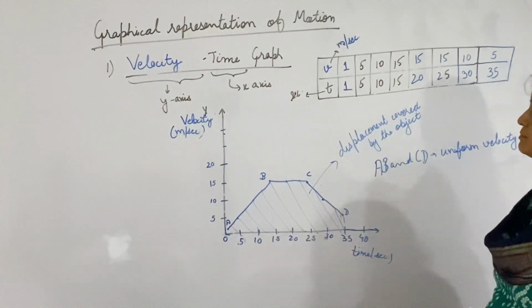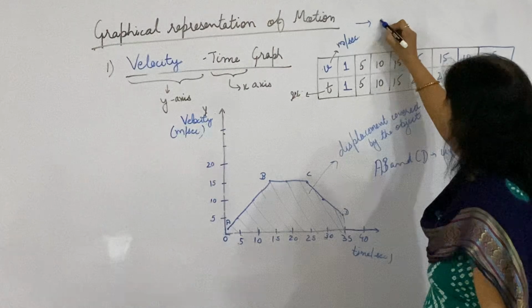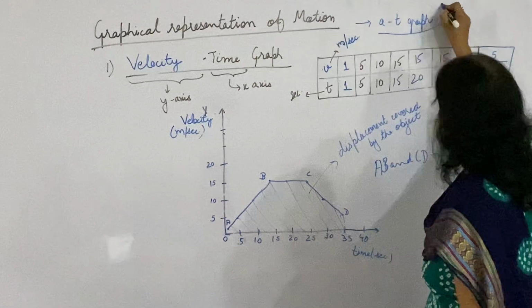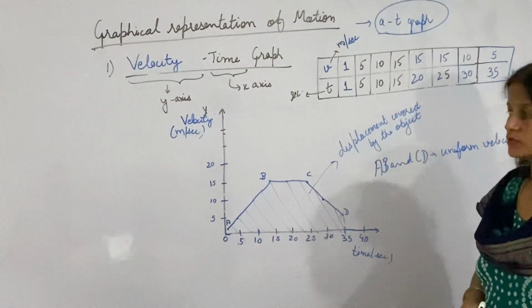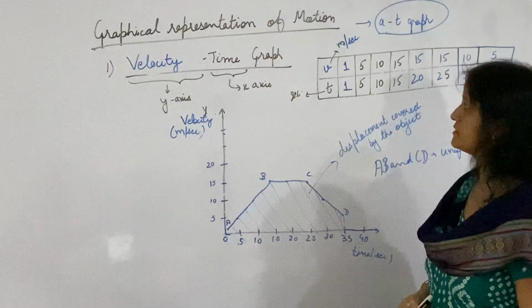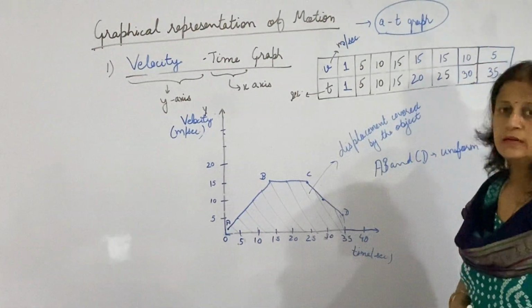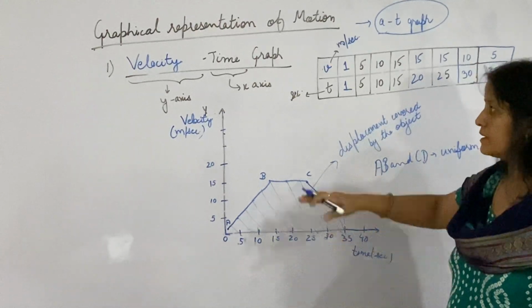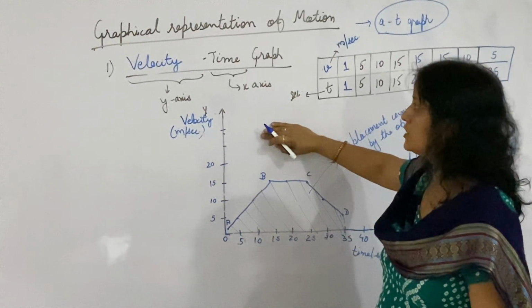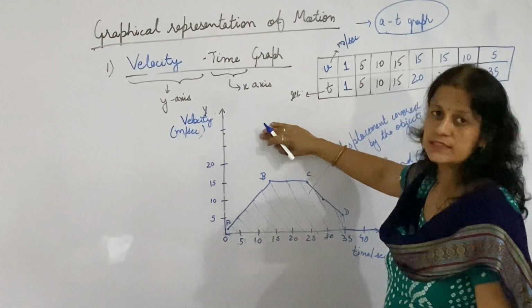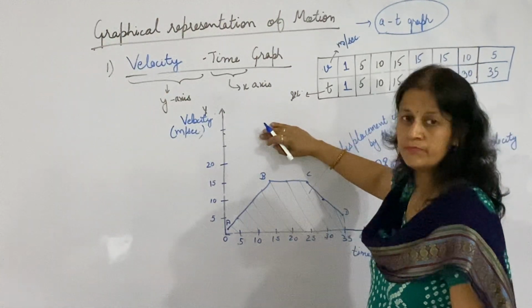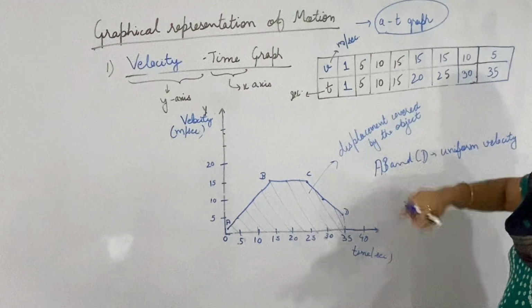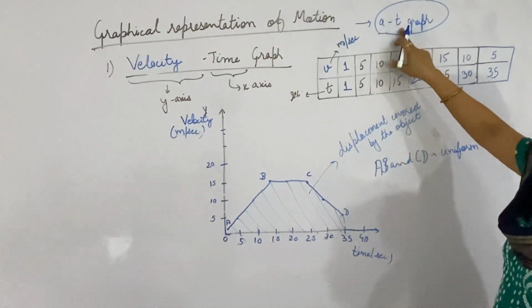Now one more graphical representation of motion is there, that is the acceleration time graph, but that is not included in the syllabus of class 8, that is included in the syllabus of class 9. So there are 4 types of graphical representation of motion we studied. Distance time graph, that we studied in the previous lecture, that is class 7. In the class 8 lecture, we discussed only 2 types: one is the displacement time graph and the second is the velocity time graph. One more type is the acceleration time graph, which is not included in your syllabus.